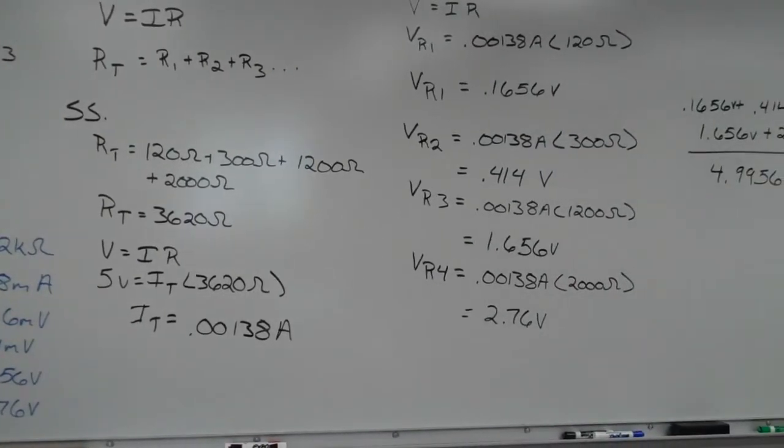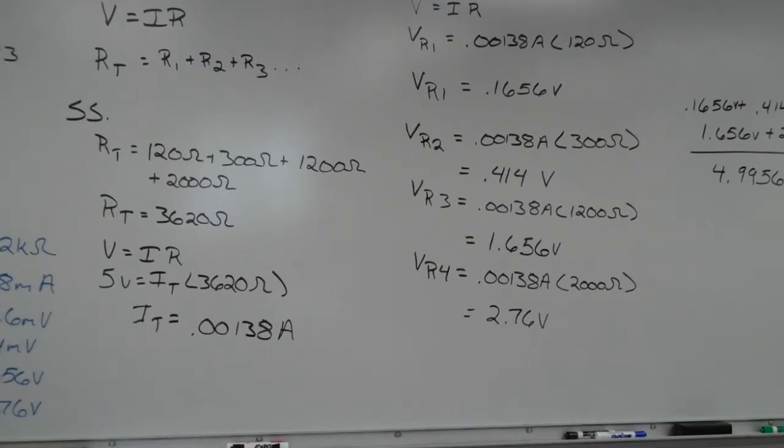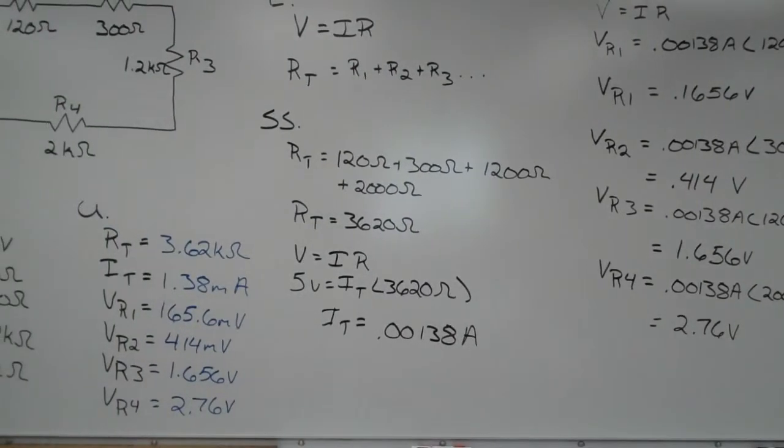Back over to my equations. You can see the VR3. Once again, note that I did not leave it in milliamps or kilo ohms. I actually converted them back to our base units. In this situation, it would have given you the correct answer if you did, just because they cancel each other out, but we do not want to do that. So I converted them back, came up with 1.656 volts. Worked out perfectly. Put that back over in my list right there.